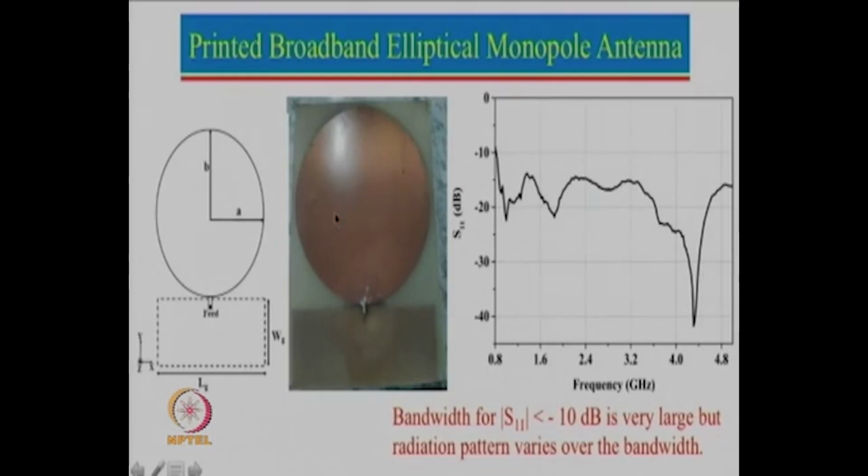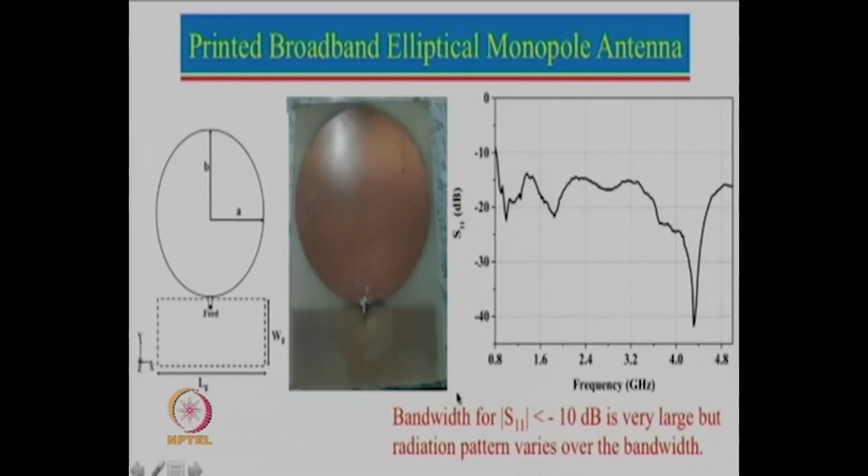For this you can see that the S11 less than minus 10 dB bandwidth is very large. You can see here, this is minus 10, and it is going all the way. We have not done the simulation beyond this, but you can see that the bandwidth starts from almost 0.8 gigahertz and goes beyond 4.8 gigahertz. So it is a very large broadband antenna. In fact, the only problem with this particular antenna is that the radiation pattern varies over the bandwidth.